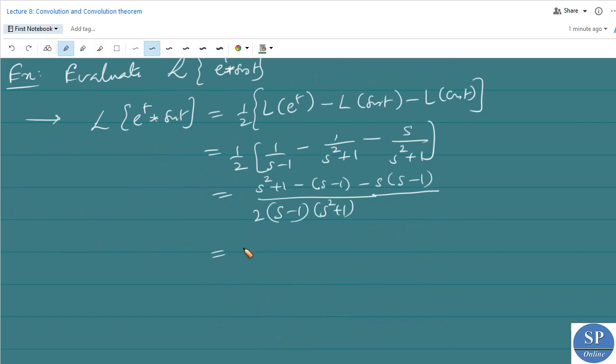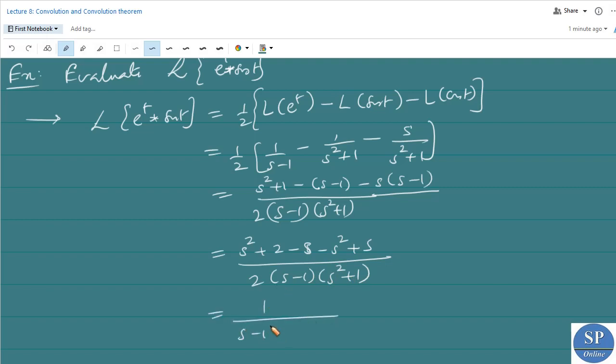This is equal to s square, then plus 1, that is 2, then minus s square, then plus s, divided by 2 into (s minus 1) into (s square plus 1). So this will be 1 by (s minus 1) into (s square plus 1). So this will be the required Laplace transform.